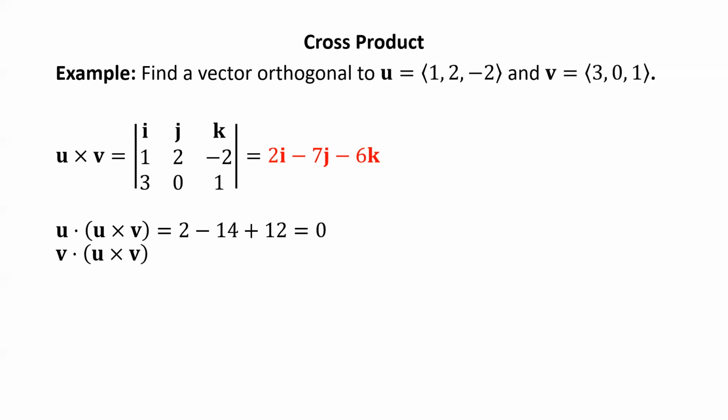And similarly, let's check that the cross product of u and v is orthogonal to v. So we have 3 times 2 is 6, 0 times negative 7 is 0, and 1 times negative 6 is negative 6. Add these up, and once again, we do get 0.